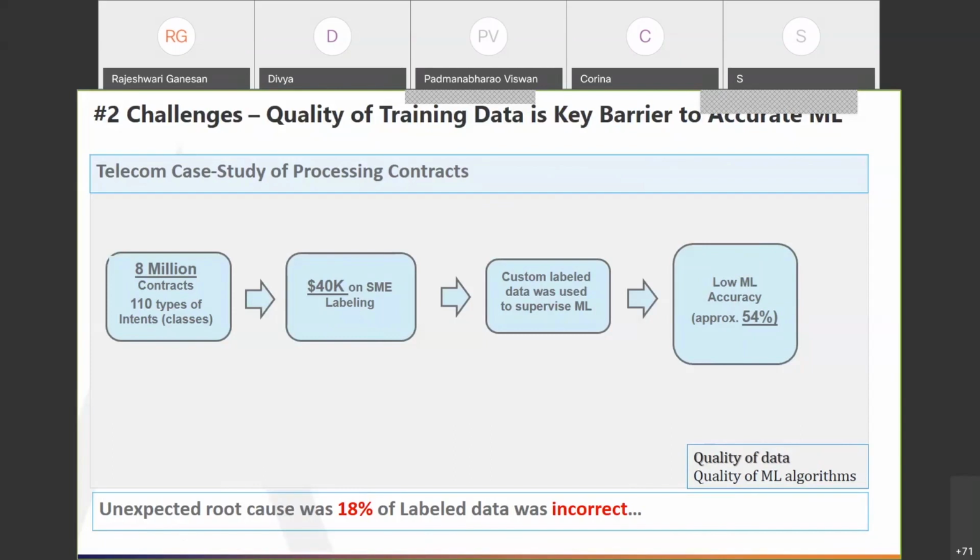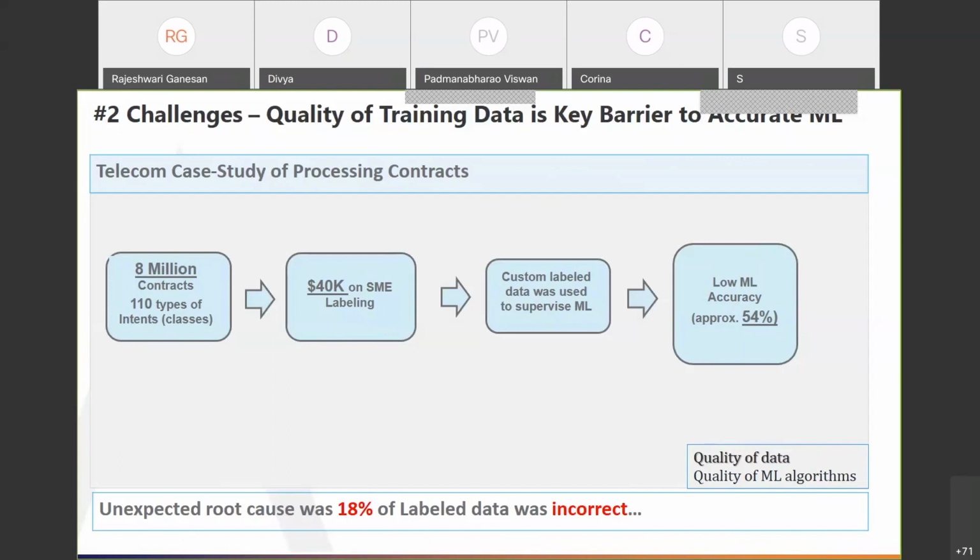But net, this 18% of label data being incorrect also brings us to a very important point about how we ascertain whether the data we take for labeling is right. And this forms the foundation of being able to check the quality of the labels.